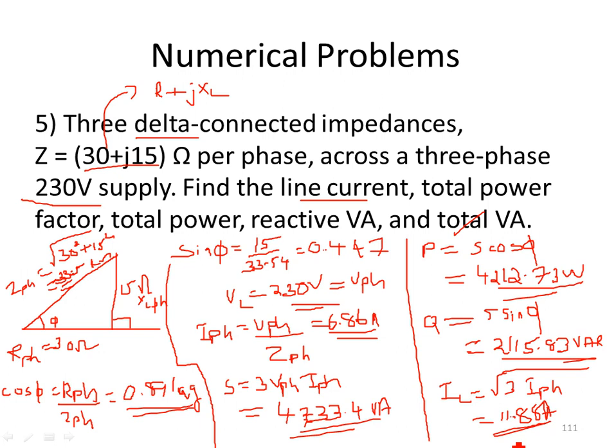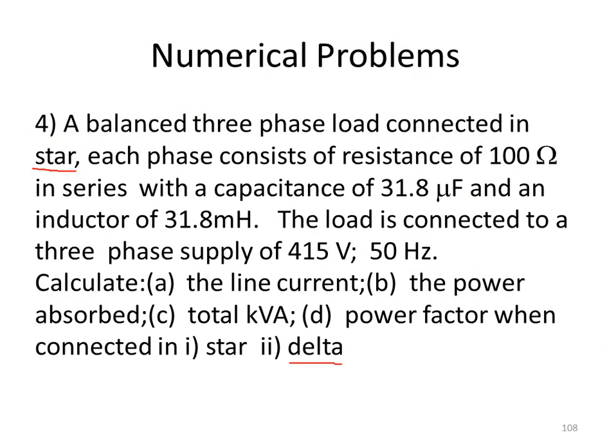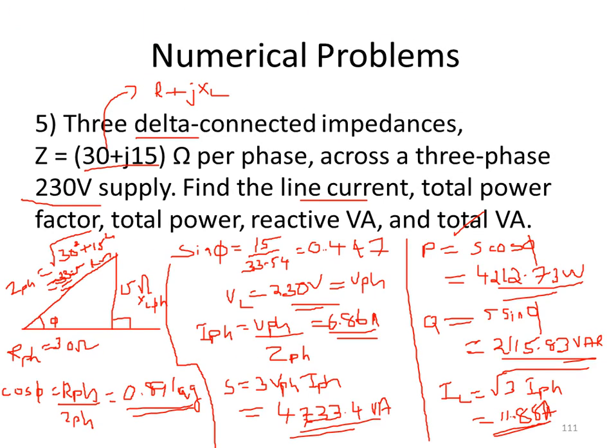In the previous question I have mentioned about star and delta. That means the same impedance is connected in star and delta, and we got power in delta equal to 3 times power in star. In the second question, we have dealt with an RL series circuit. So we started from the impedance triangle, found out the power factor, apparent power, active power and reactive power, and we have found out the line current in the case of delta connection also in this question.